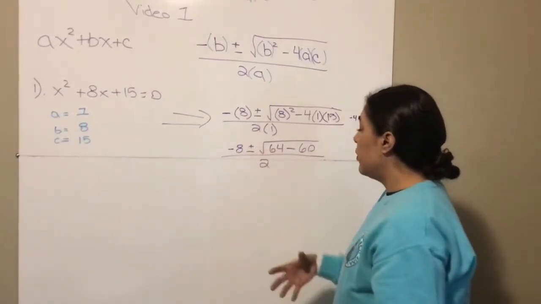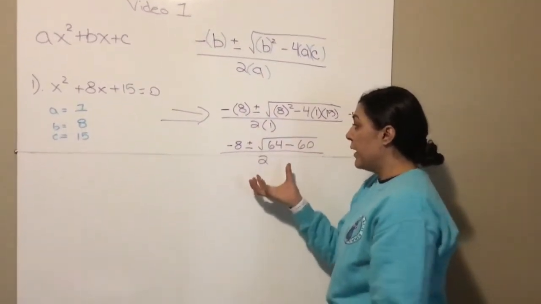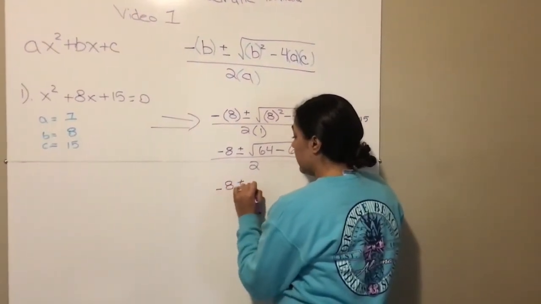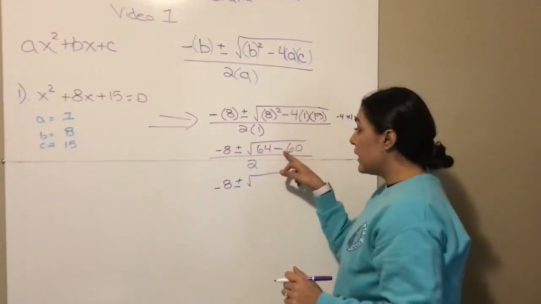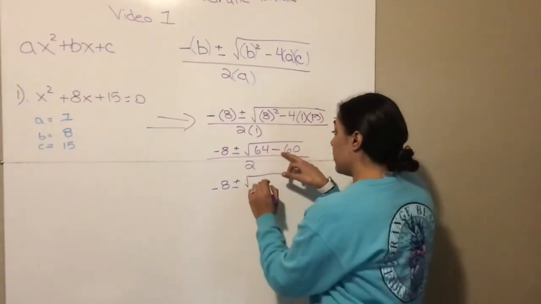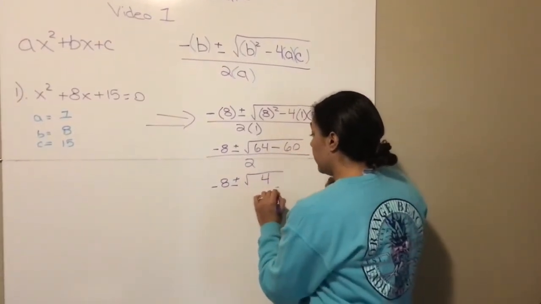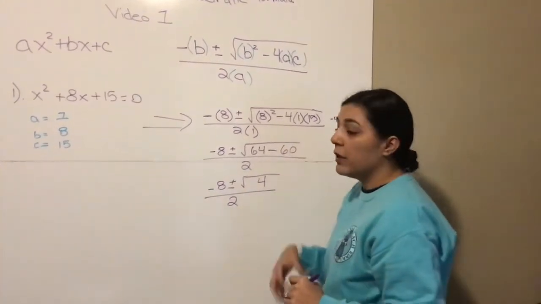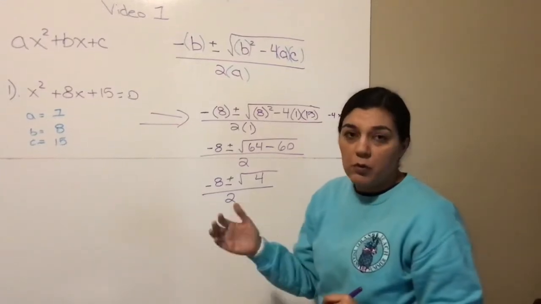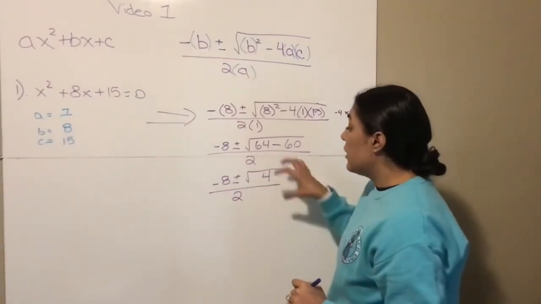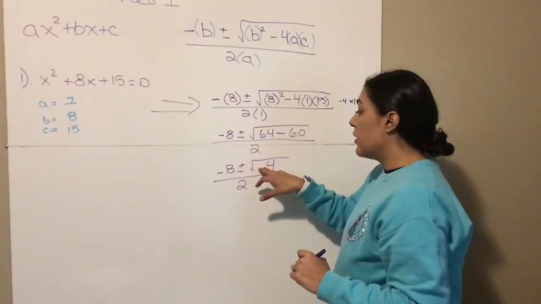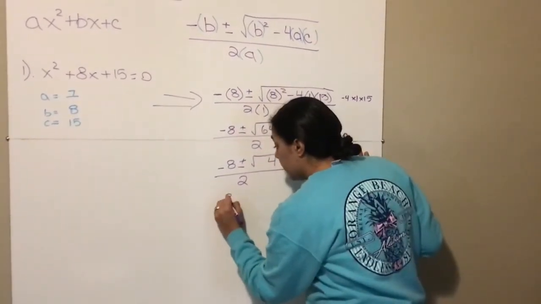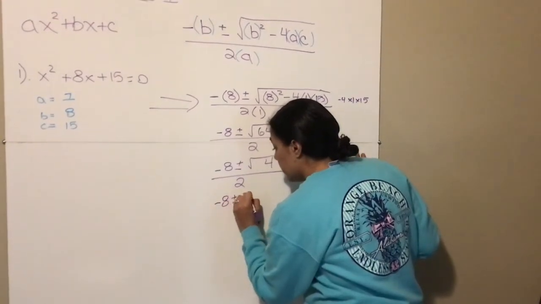Okay, and so we can start to simplify. What part can we simplify? Well, this is already done, so we're going to leave that, plus or minus 64 minus 60 is going to give us 4 over 2. Eventually you can skip some steps, but I'm going baby steps. Then we're going to say, what else can we simplify? What is the square root of 4? Well, it's going to be plus or minus 2.